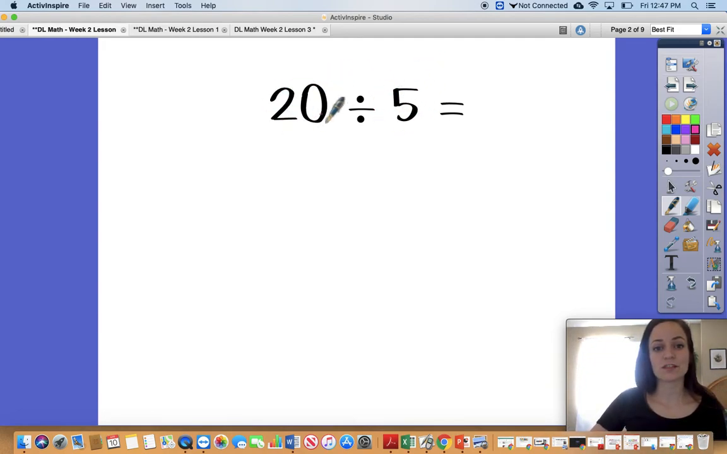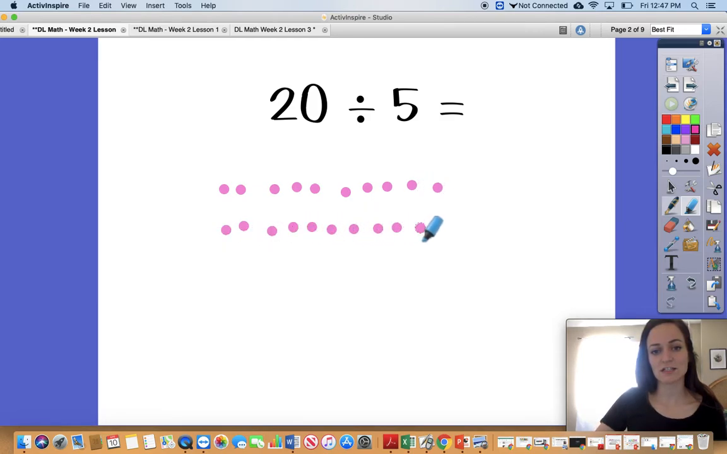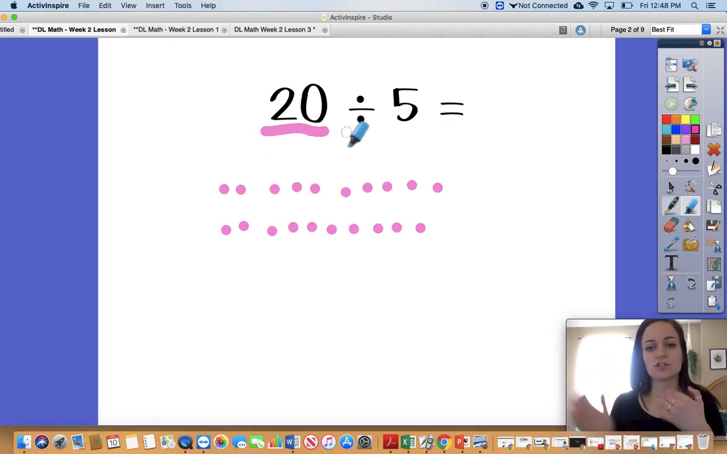So for example, this one you have 20 divided by 5. Okay, if I were to draw that, I would have 20 pieces, so 1, 2, 3, up to 20 pieces, and I'm going to break it apart into groups of 5, okay?